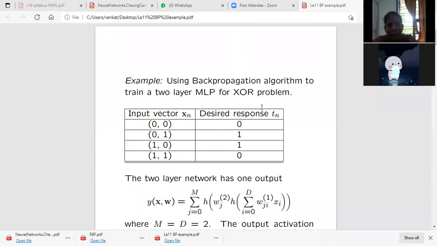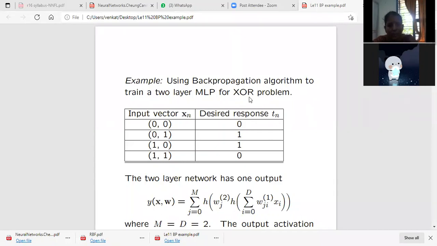We'll be learning how to train using the backpropagation algorithm, and what the other types of multi-layer feed-forward neural networks are. So, using the backpropagation algorithm to train a two-layer network for the XOR problem.